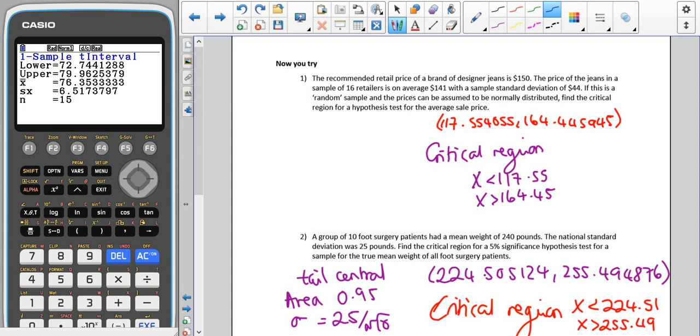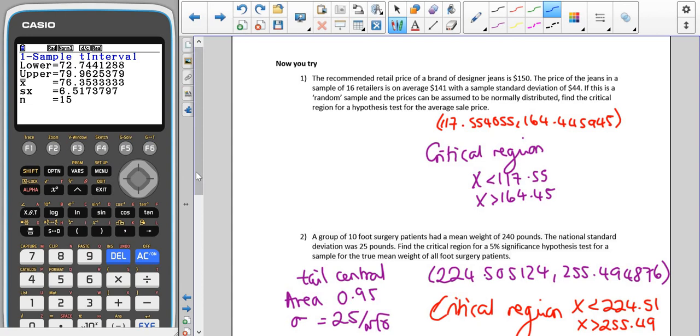Our confidence interval ends up being 117.554055 to 164.445945. So our critical region ends up being x is less than 117.55 and x is bigger than 164.45. And this is quite good because we can see what that means in a real life situation. So if we see this pair of designer jeans for less than £117.55, then they are a really good value. They're much less than what they usually are. And if they're higher than £164.45, then they're completely ripping you off. But if it's in between those two values, then it's the usual price that the jeans are.